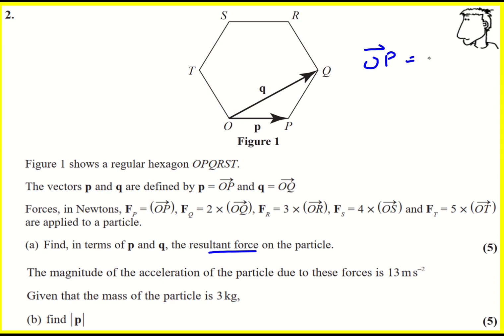OP is simply going to be P. That one's not too bad. OQ, okay, that one's quite nice as well. That's just going to be Q. But then if I have OR, then I'm actually going from here to here. So I need to figure out how I can do that.